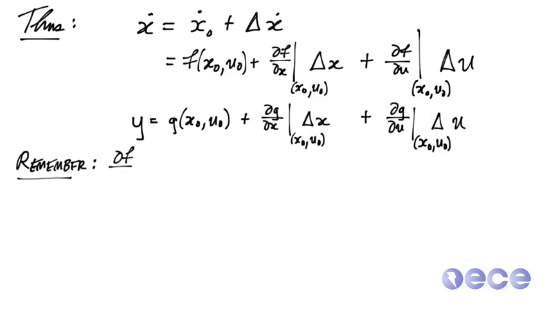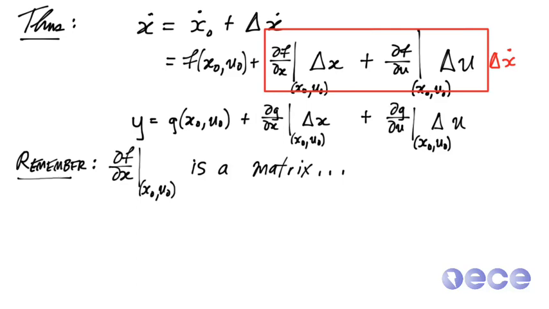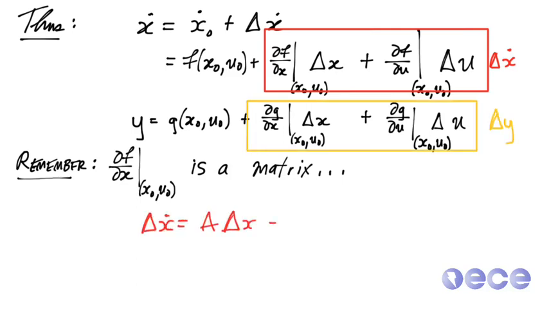So just remember, when we take del f del x, we get a matrix. So this value here is a matrix. This value here is a matrix. All of these values are matrices. So we're going to get something that now looks a lot like delta x dot, delta y. We're going to be able to express these as their own linear systems. So the deviation from our operating region is itself a linear system. So here we have delta x dot is equal to A times delta x plus B times delta u, and the same for delta y.